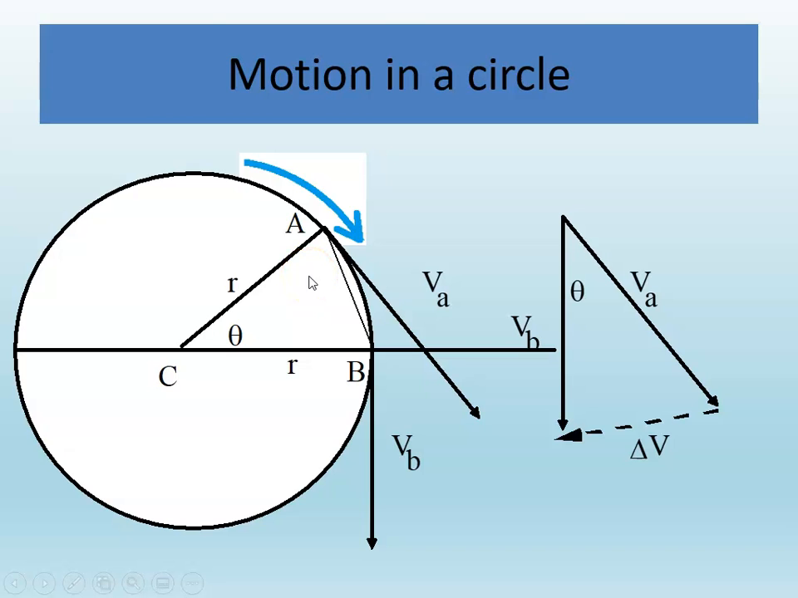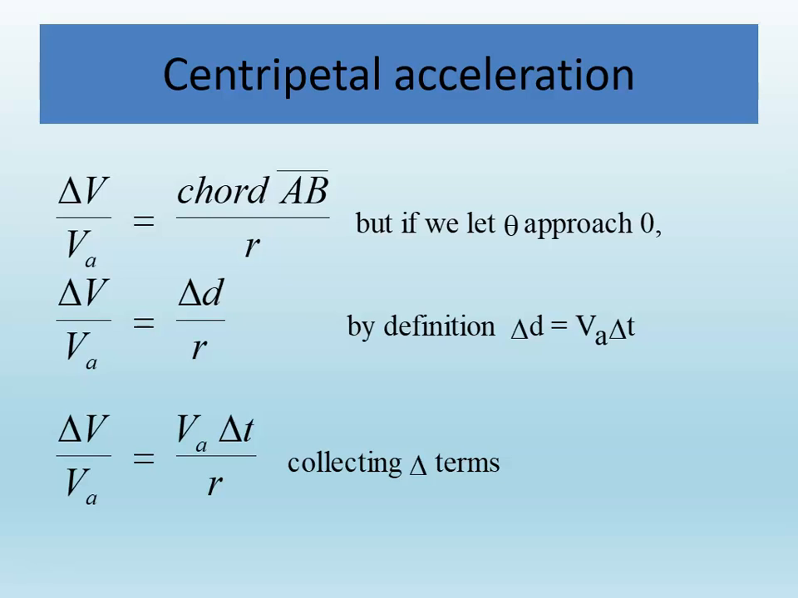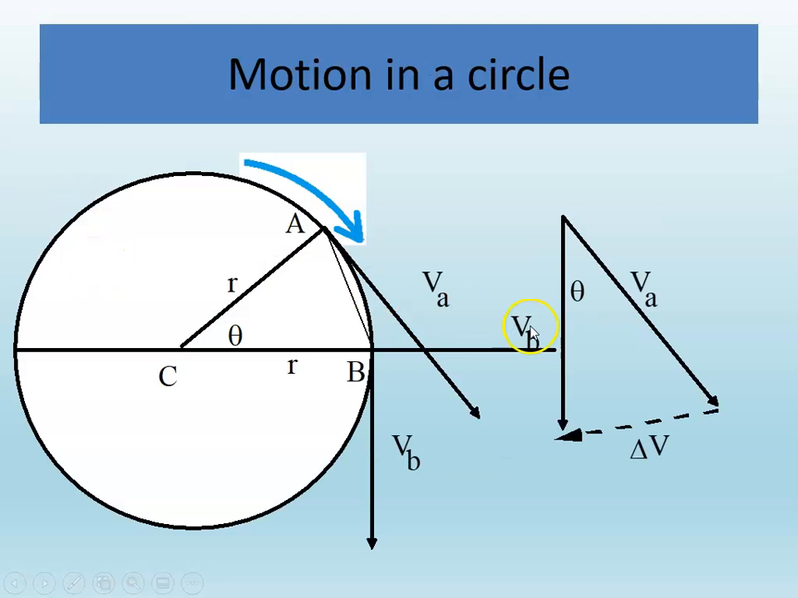That's important because the change in velocity, which is the final minus the initial, which is this arrow right here, completes a triangle. Not just any triangle, but a triangle similar to what we have right here. Triangle ABC is similar to the triangle formed by VA, delta V, and VB. Those are similar triangles, which means we can take ratios. So here's delta V compared with VA.